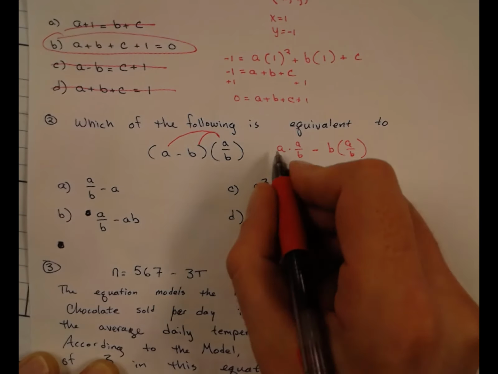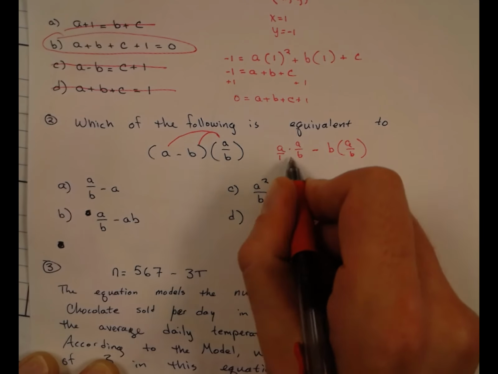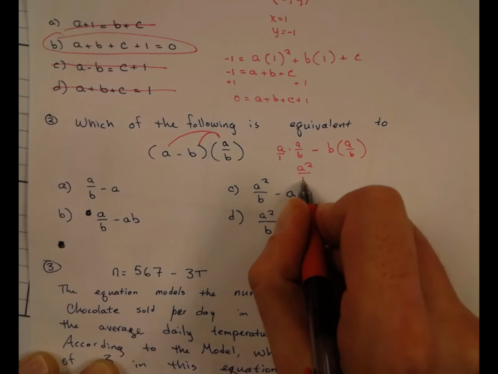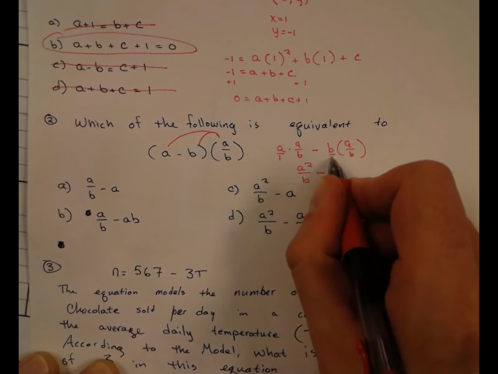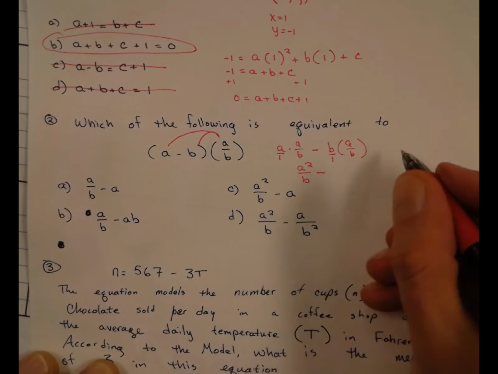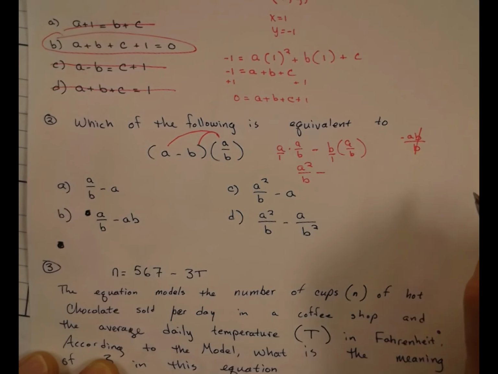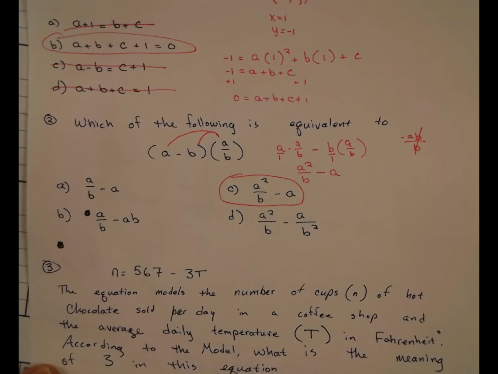And now we can simplify a little. So a can be thought of as a times 1. So a times a over 1 times b is a squared over b. And then my next term here, minus b, can be thought of as b over 1. So I have negative ab over b. Well, negative ab over b, we can factor b's out, and that's just negative a. So a squared over b minus a. It's got to be that one.